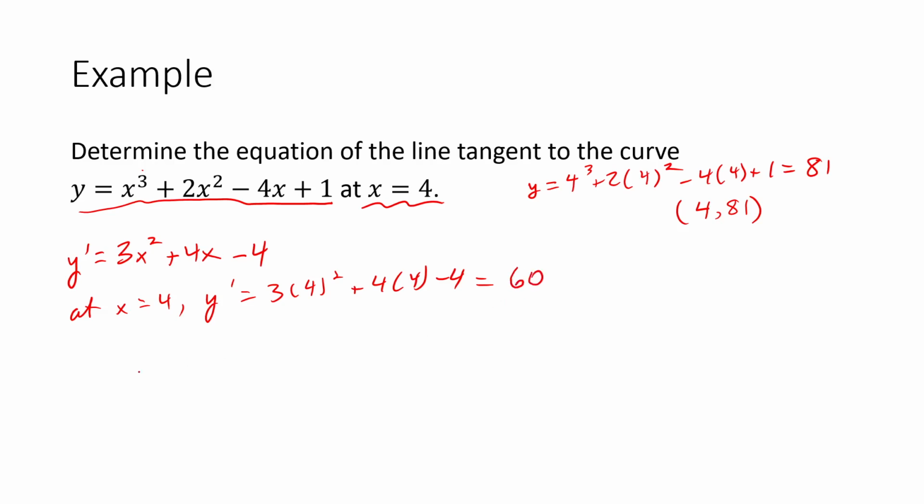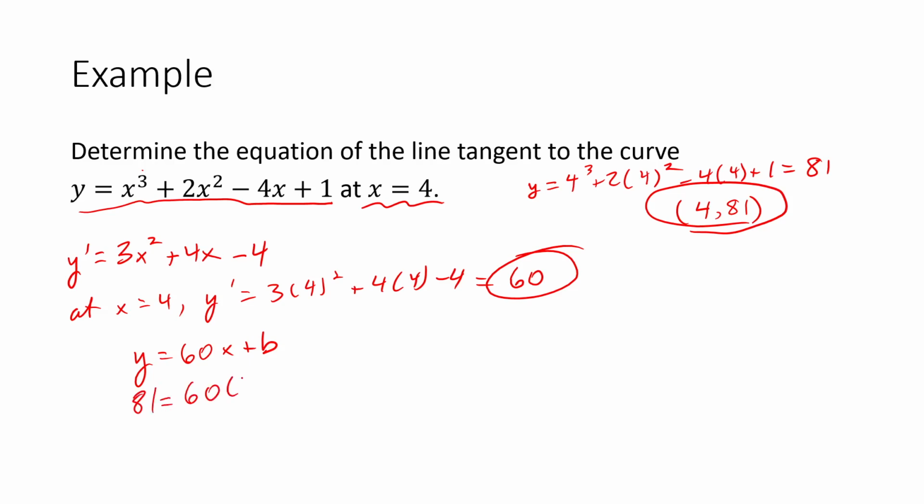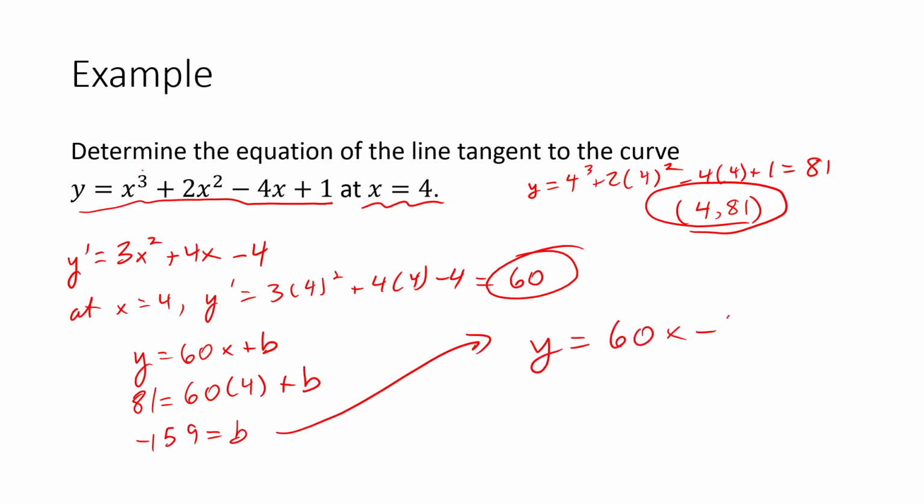So I'm going to now determine the equation of a line with a slope of 60 that goes through the point 4, 81. Y equals 60x plus b. I'll temporarily sub in a y value of 81 and an x value of 4. I can say b is equal to negative 159. And then I can say that the equation of the line is y equals 60x minus 159.